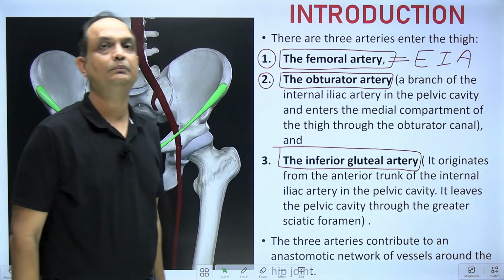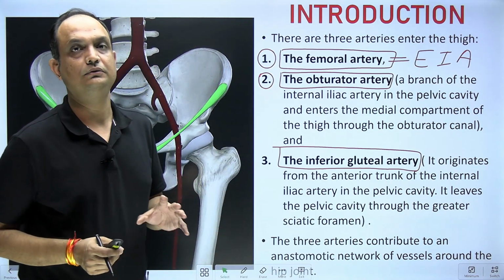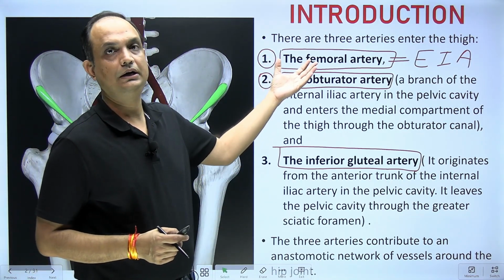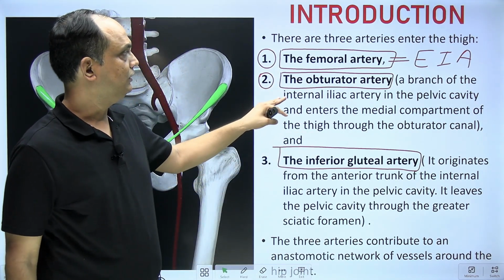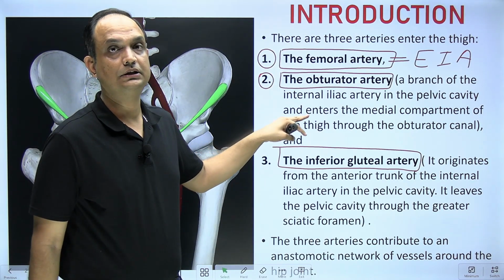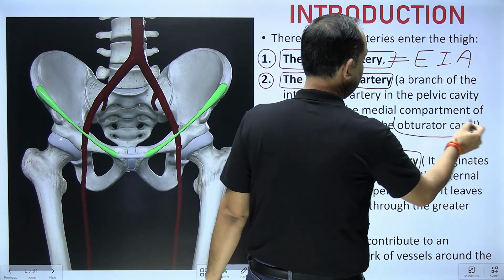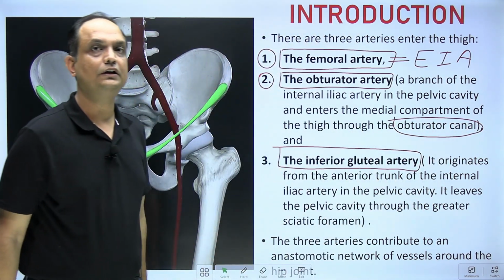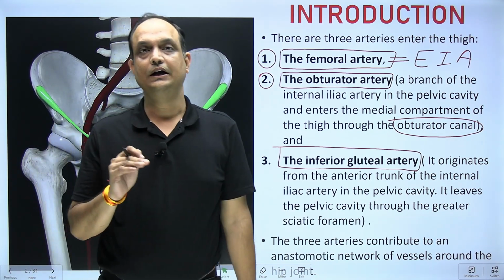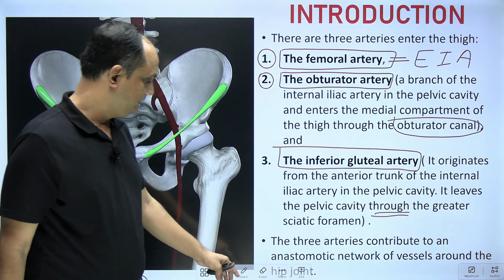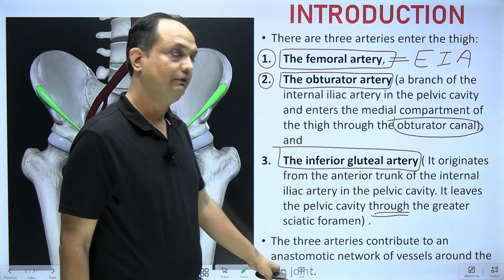So when you are reading the blood supply of the lower limb, you have to understand that there are three arteries which enter into the lower limb: one is the femoral artery, second is the obturator, and third is the inferior gluteal. Now the obturator artery enters from the pelvis into the thigh by passing through the obturator canal, while the inferior gluteal artery enters into the gluteal region through the greater sciatic notch. All of these three arteries anastomose with each other in the area of the hip joint.